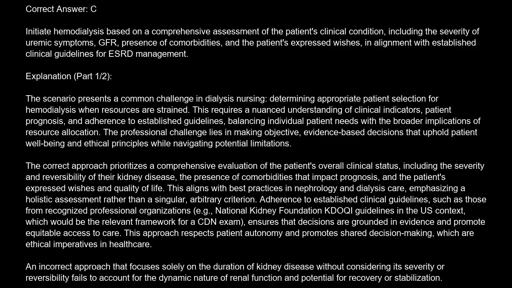Adherence to established clinical guidelines, such as those from recognized professional organizations, e.g., National Kidney Foundation KDOQI guidelines in the U.S. context, which would be the relevant framework for a CDN exam, ensures that decisions are grounded in evidence and promote equitable access to care. This approach respects patient autonomy and promotes shared decision-making, which are ethical imperatives in healthcare.